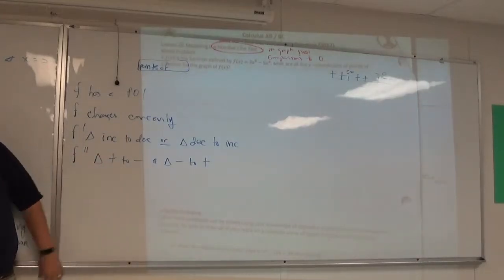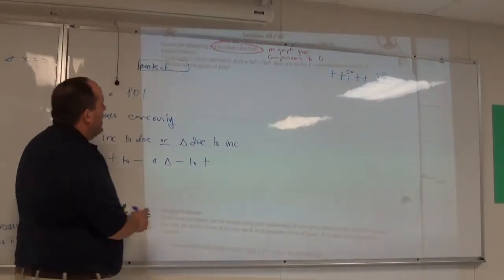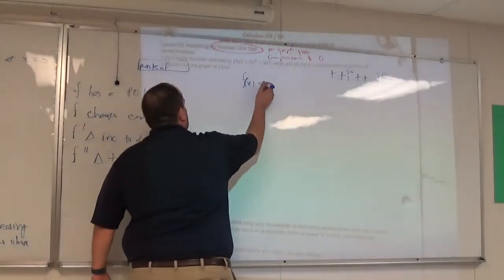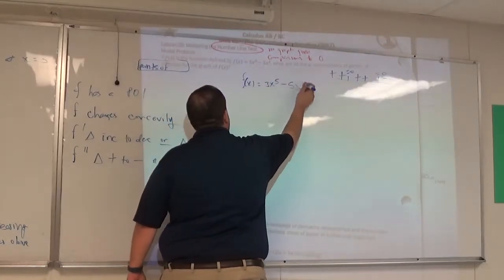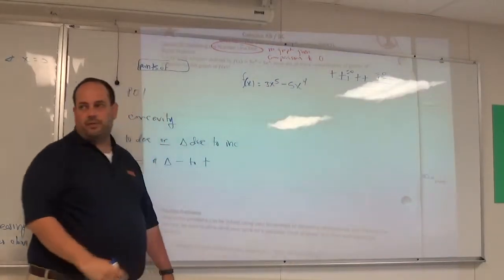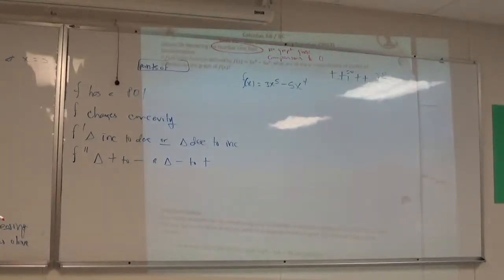All right, you might say, well, what the heck does this have to do with this problem? What does this have to do with the number line test? The only thing I know right now is that f is equal to 3x to the 5th minus 5x to the 4th. What's that graph doing? Where does it change its concavity?